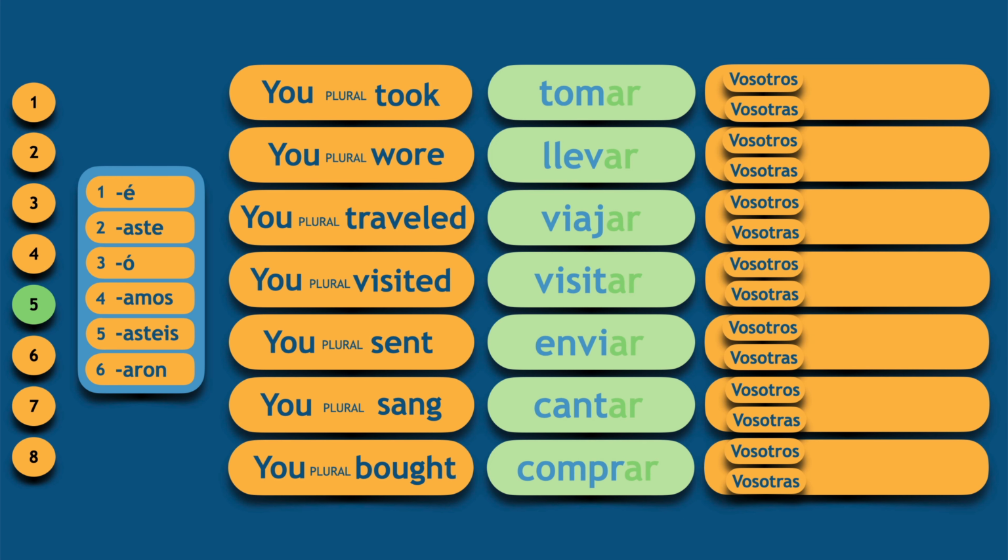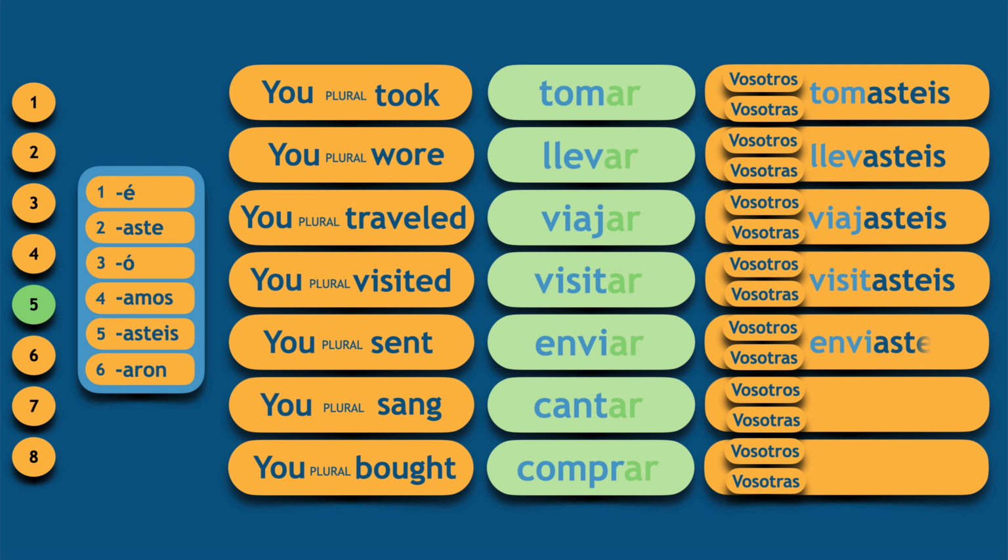Ejercicio 5. You plural took. Tomasteis. You plural wore. Llevasteis. You plural traveled. Viajasteis. You plural visited. Visitasteis. You plural sent. Enviasteis. You plural sang. Cantasteis. You plural bought. Comprasteis.